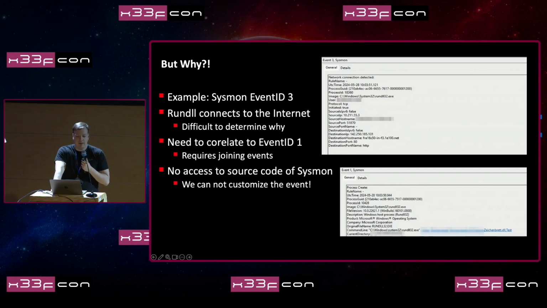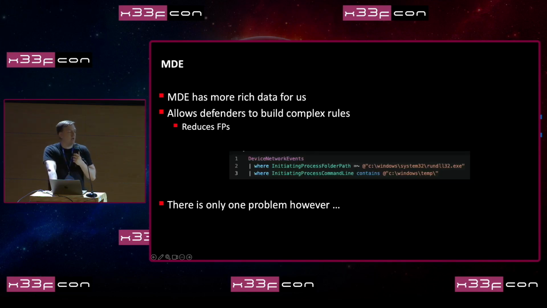And as we do not have access to the source code of Sysmon, we cannot customize the event, right? If we had access to the source code, then we could add the command line to event ID number 3. Now we might be saying, oh yeah, why aren't you using MDE? It has way more rich data, and this is great. It allows us to build way more complex detection rules.